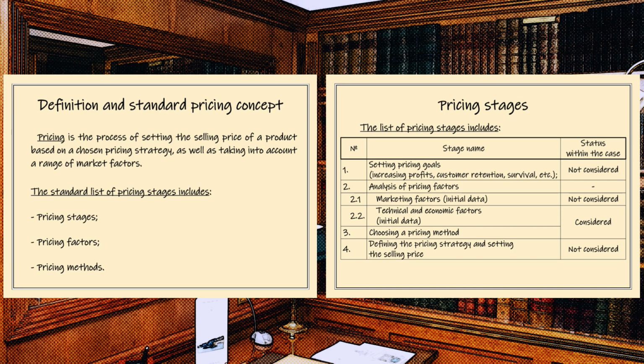divided into setting pricing goals, increasing profits, customer retention, survival, etc. The second, analyzing pricing factors, determining demand, analyzing competitors' prices, etc. Choosing the pricing method, and the last, defining the pricing strategy and setting the selling price. As you can see, this list doesn't include, at least explicitly, such an inconspicuous stage, in quotation marks, as the formation of initial data for pricing.